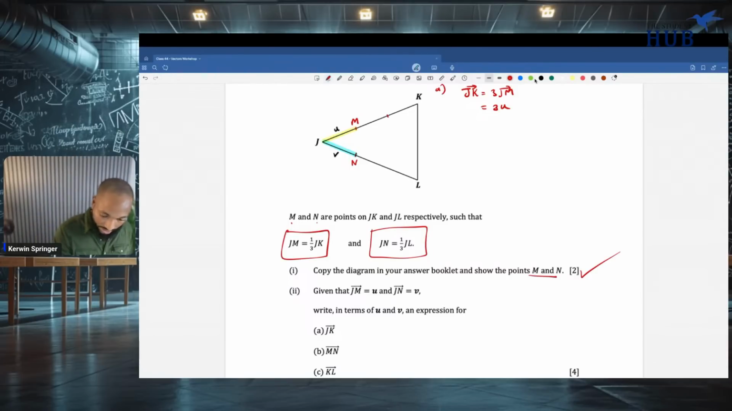MN. So you might be thinking, what to put for MN? What to do? Well, the key to vectors is, I need somebody to say it. What is the key to vectors? Yes, the key to vectors is finding another way.